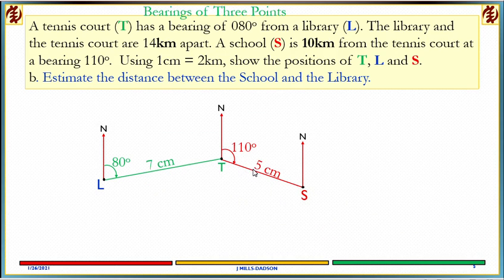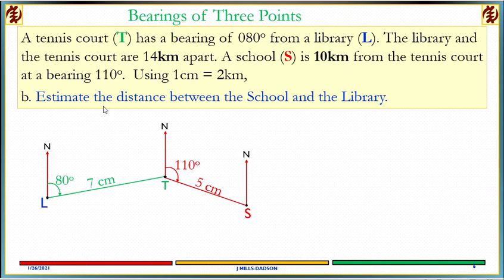Okay. So I've now been able to show the location of the library, the tennis court, and the school. So that's part A. I've now shown the positions. Now let's go to B. How do you estimate the distance between the school and the library? All we need to do is measure the distance, and from the measurement, we convert it with our scale.